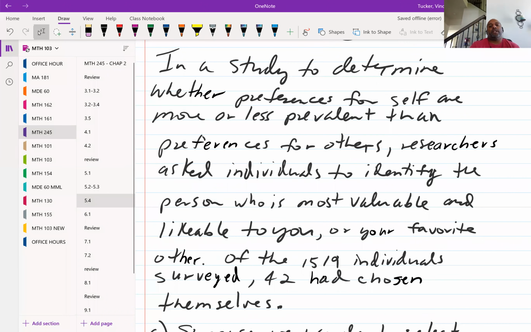All right, so in a study to determine whether preferences for self are more or less prevalent than preferences for others, researchers asked individuals to identify the person who is most valuable and likable to you, or your favorite other. Of 1,519 individuals surveyed, 42 had chosen themselves. So I'll give you a chance to write that before we scroll up to the actual questions.